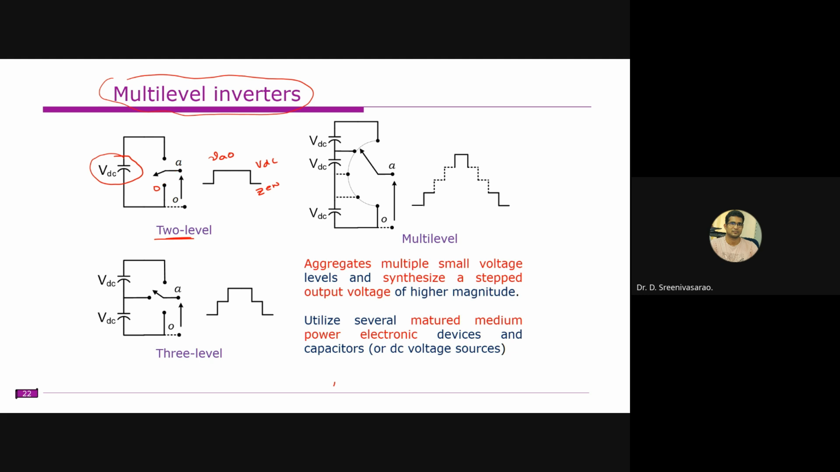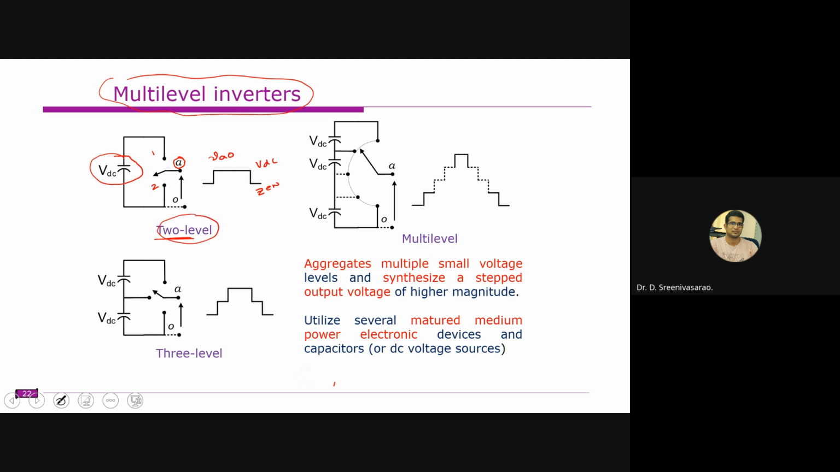So meaning is that if this point A is connected to position 1, you will get VDC voltage, and if it is connected to position 2, you will get 0 voltage between this VA0. All right. So that means this is producing two levels.